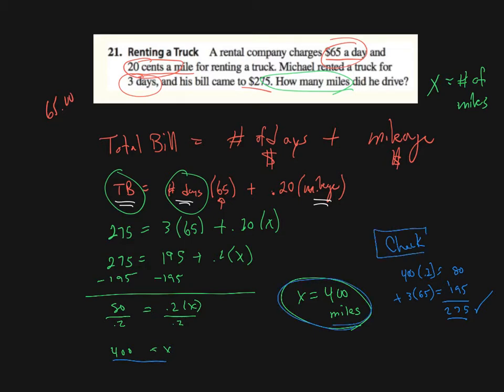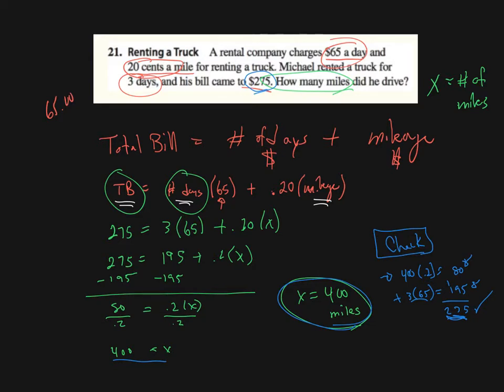But over here, I got my check. 400 times 20 cents a mile would give us $80. Plus the 3 days at $65 a day gives us $195. And when I add that up, I get $275, which is what was stated as the original charge. So it looks like we're in good shape. 400 miles is our answer.